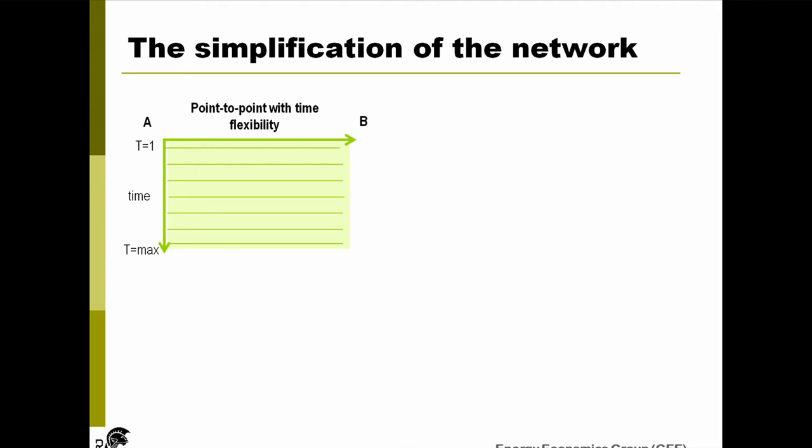To show how this decision-making is done, let me use first this simple scheme, where I represent in the horizontal axis the space dimension, in the vertical axis the time dimension, and I'm representing here a point-to-point system with time flexibility. This is a system where each point of the network has a potentially different price, but all the trades taking place between T1 and T max have the same price. So in the process of designing the market, I am defining the trading space, and I'm defining it by giving free flexibility from T1 to T max. This is one dimension. I am acting in the time dimension.